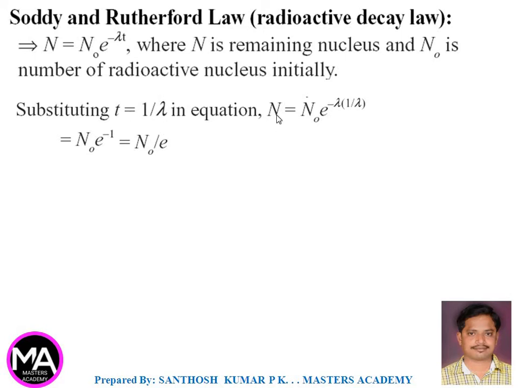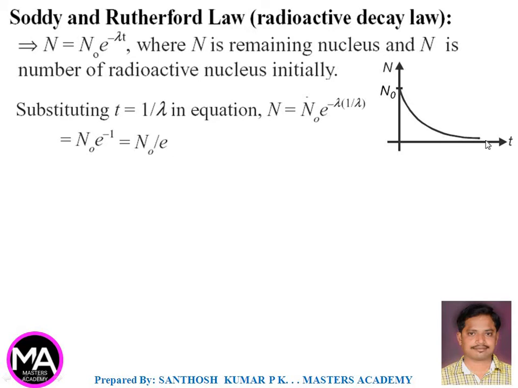In this equation, you will get N is equal to N naught into e to the power of minus lambda into 1 by lambda. Lambda cancels, you will get e to the power of minus 1, which is nothing but N naught by e. That is, the number of nuclei remaining after a time interval equal to the reciprocal of the disintegration constant is N naught by e, that is 1 by e times the number of initial atoms.